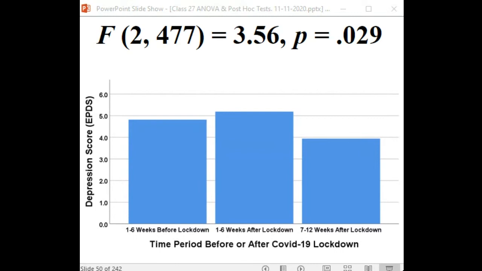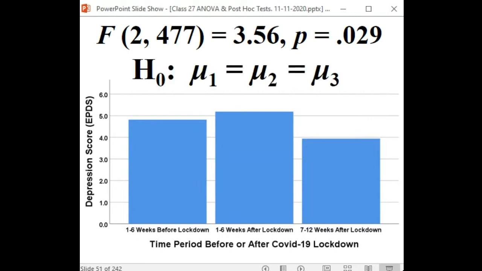Whenever F is statistically significant, we reject the null hypothesis. The null hypothesis in this case is that the population means for all three groups are the same. That is, mu1 equals mu2 equals mu3. Because P is less than 0.05, we should reject this null hypothesis. The means are not all the same. Instead, we conclude that two or more of the means differ from each other.